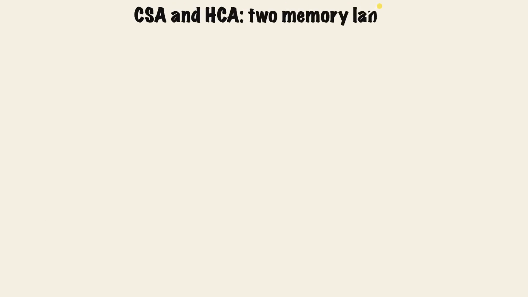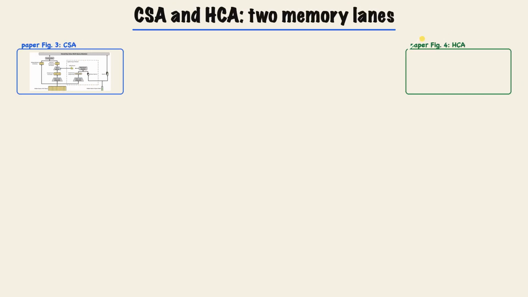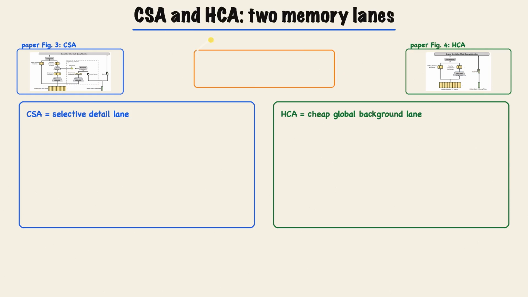Look at figures 3 and 4 as 2 memory lanes. CSA and HCA are not two names for the same trick. Exactly. CSA is the selective detail lane. HCA is the cheap global background lane. And both still keep the recent tokens exact. Yes, that sliding window is the local memory that stops compression from blurring what just happened.